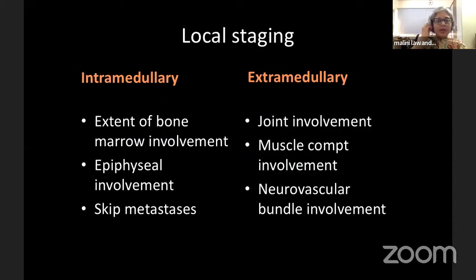For local staging, we are looking at the extent of the marrow involvement. Is the epiphysis involved in children? Are there skip metastases? As well as, is the joint involved, which muscle compartments are involved, and the neurovascular bundle. All of these can be shown very well with MRI.